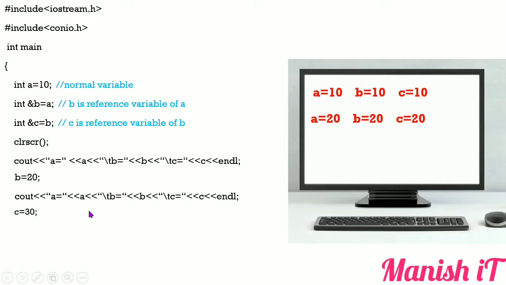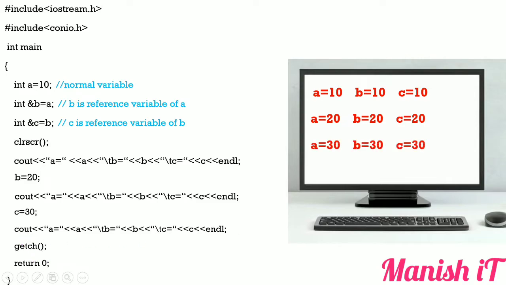Same thing, I want to print all of these. After printing, I have used getch to read all that value on our console screen. And return, because our main function is integer type, so it is returning some value, and the program is closed. After this line, it is giving us a equal to 30, b equal to 30, and c also equal to 30. So these are all our output.